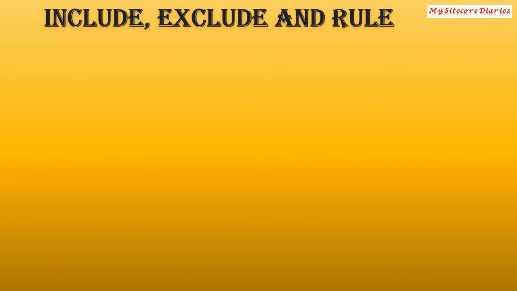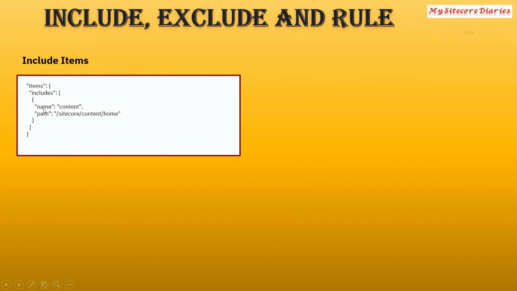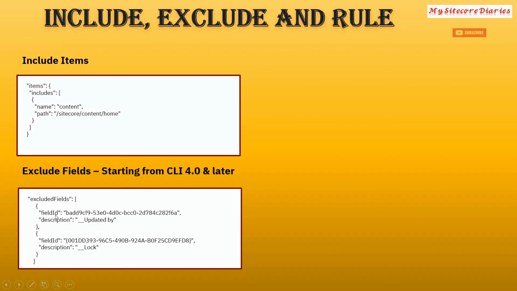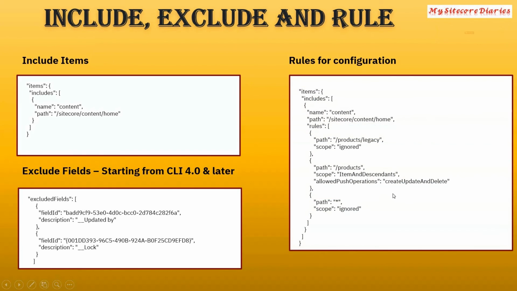Include, exclude, and rule. Okay, so you can define include items like this. This is an example where you can give the name, the content, and the path which you want to include. Whereas you can exclude fields, but it is available only from Sitecore CLI 4.0 and later. Okay, where you can define exclude fields, field ID, and description. This is how you can exclude a field. So as per this, _lock and updated by are getting excluded. Okay, and this you can define within the Sitecore JSON configuration, also in the model.json configuration. Also you can define the rules for serialization.